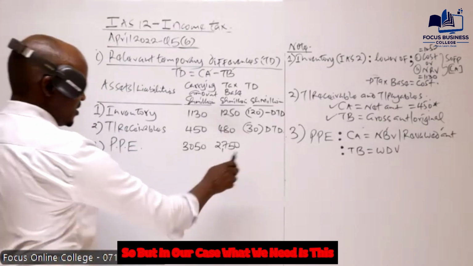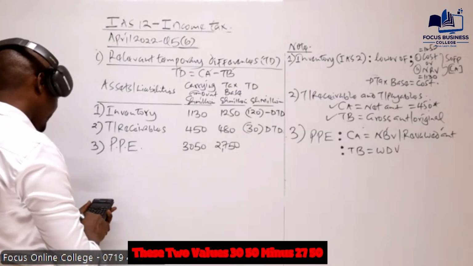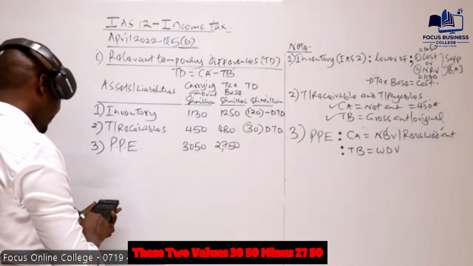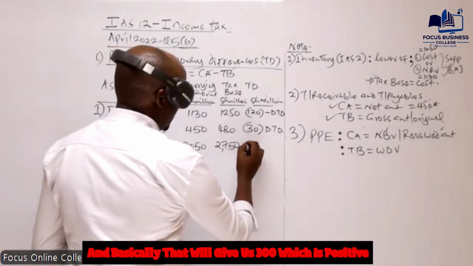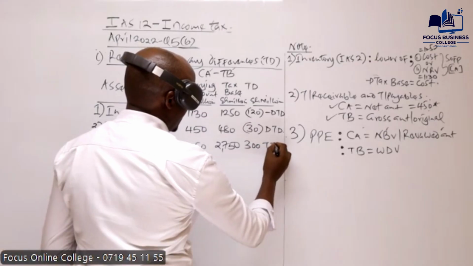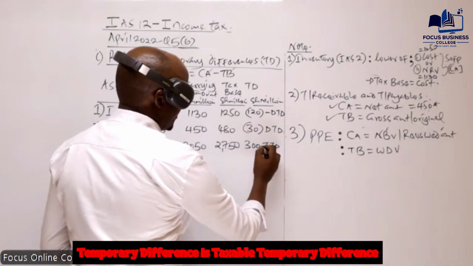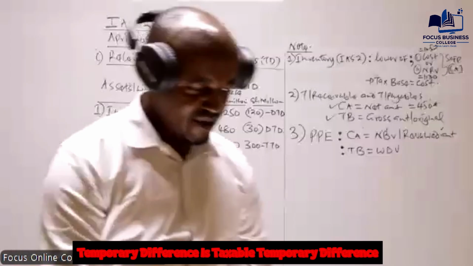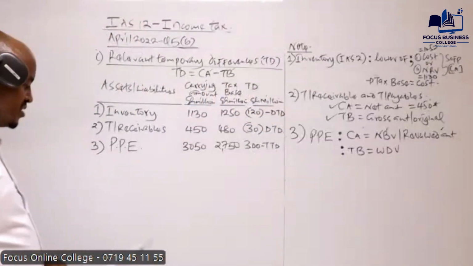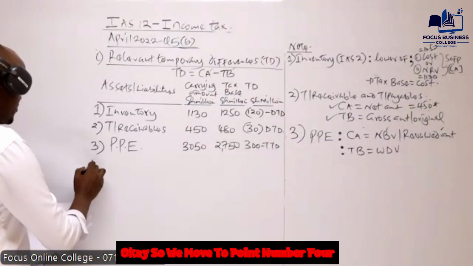But in our case, what we need is these two values, 3050 minus 2750. Basically that will give us 300, which is positive, and this is a taxable temporary difference. Okay, so we move to point number 4.